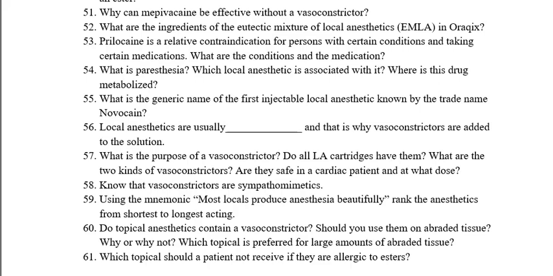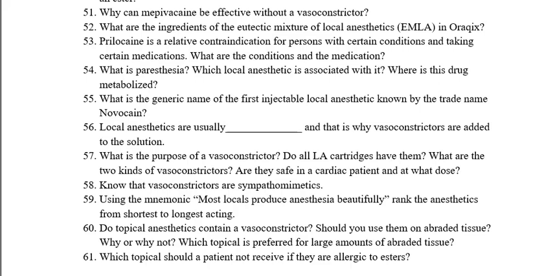Local anesthetics are usually vasodilators. That's why vasoconstrictors are added to the solution. The purpose of the vasoconstrictor is to keep the local anesthetic drug at the site of injection. That reduces systemic toxicity. It allows the person to become more numb, increasing the depth and the duration of the anesthesia. They do not help penetrate the nerve or anything like that. They just collapse down vessels around where you've deposited the local anesthetic drug, like the lidocaine.